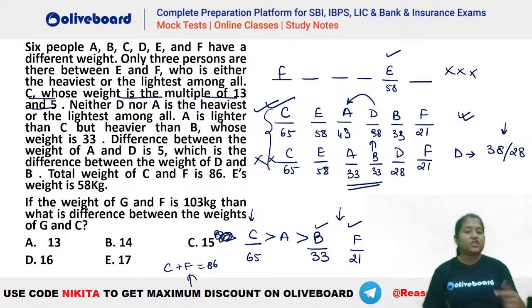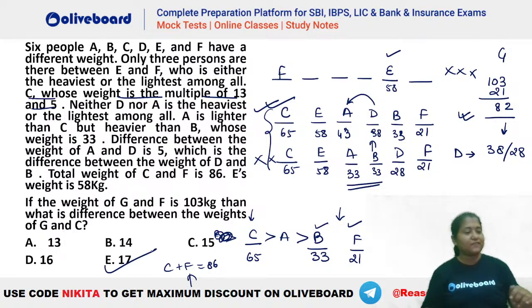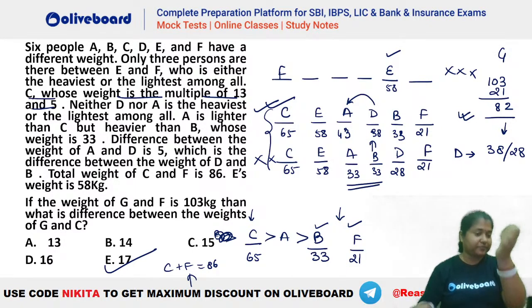Now it is given that G and F is equal to 103. So you can see here that G plus F is equal to 103. So what should be the value of G here? G will be equal to 103 minus 21, that is equal to 82, isn't it? So we will have 82 kgs here for G. What will be the difference between G and C? So you can see C is 65. 65 plus 17. So 17 would be the answer here. Are we clear, everybody? Please let me know if we have any doubts in this particular question.